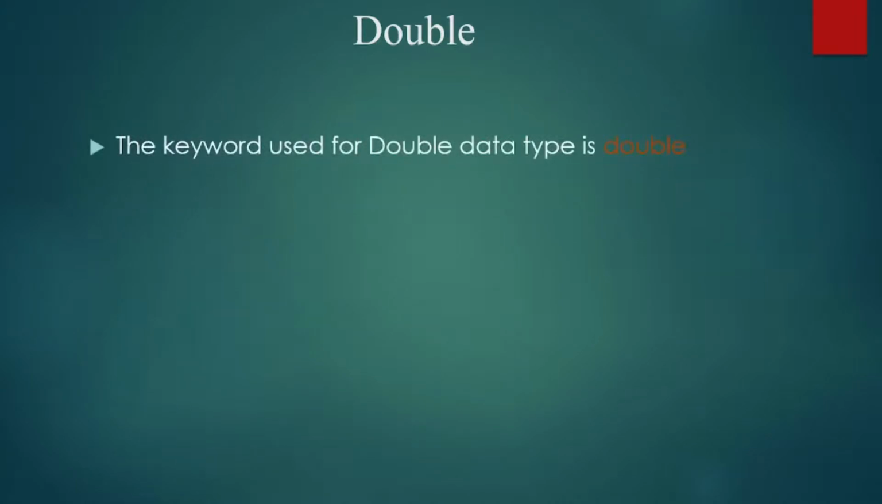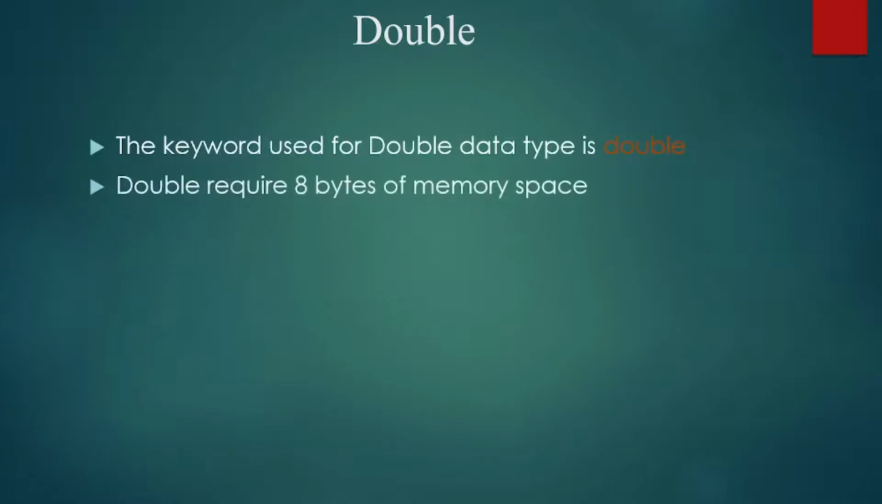So have a look here. The keyword used for the double data type is double. Double requires 8 bytes of memory space. As you can see, float requires 4 bytes, while double requires 8 bytes. So it contains the decimal value. But guys, maybe you have noticed one thing: to represent the data type, we always have to use lowercase letters. Here, double is written in lowercase, while float was also written in lowercase, and integer was also written in lowercase. So please make sure about this.